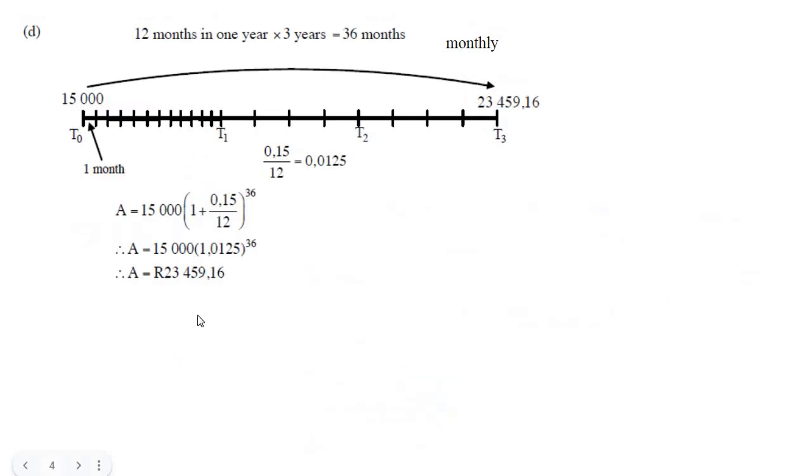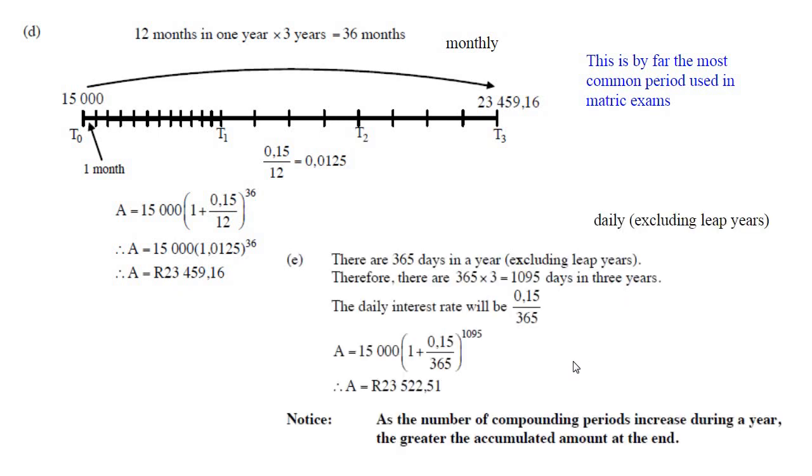Well, let's take a look at this one. This is the most common one, monthly. So 3 years, 3 times 12, that's 36 months. So you put it to the 36th power. And because it's monthly, you divide by 12. Just put that same thing in your calculator and you get quite a bit more money, 23,459. And this is by far the most common period used in exams. So that's a really good one to know.